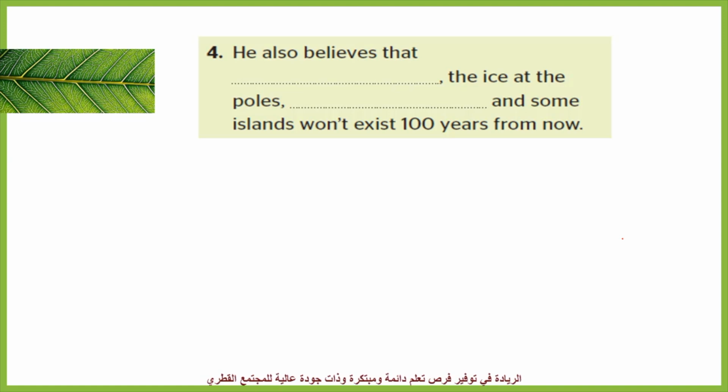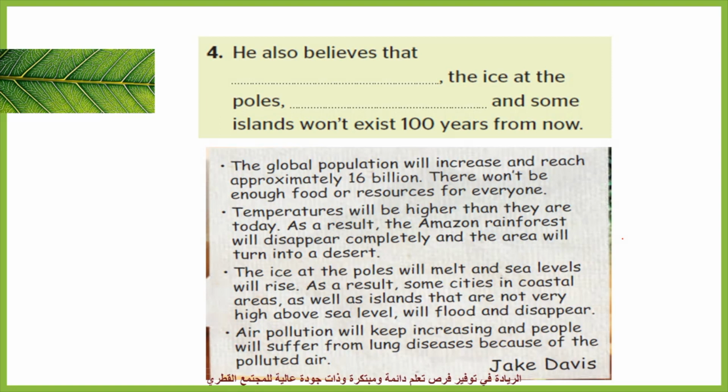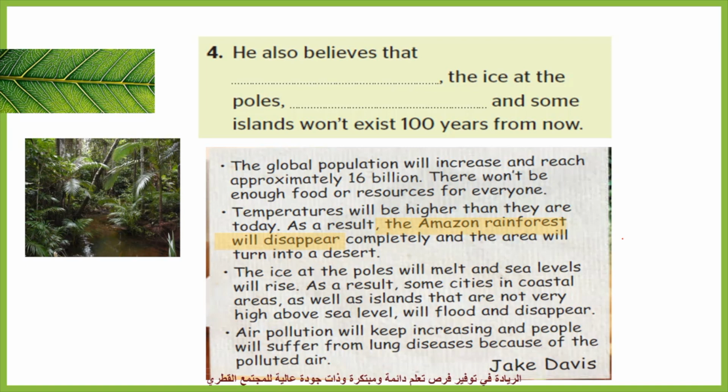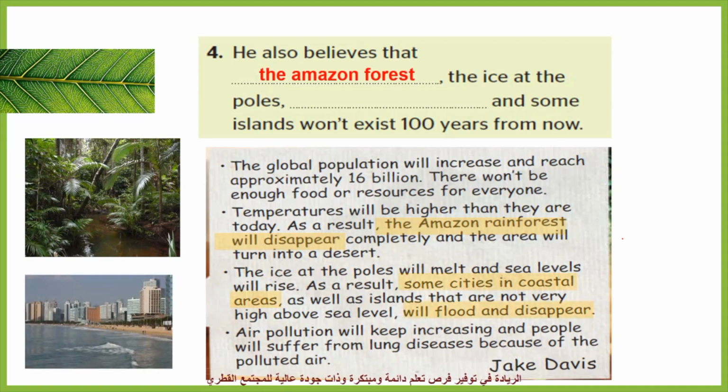So what won't exist 100 years from now? Let's take a look at Jake Davis's part of the passage. In the second paragraph, he says the Amazon rainforest will disappear. So the first answer here will be the Amazon forest. The second part, it says, some cities in coastal areas will flood and disappear. So they will not exist 100 years from now. So the second answer is some cities in coastal areas. By coastal areas, we mean the cities next to the sea.